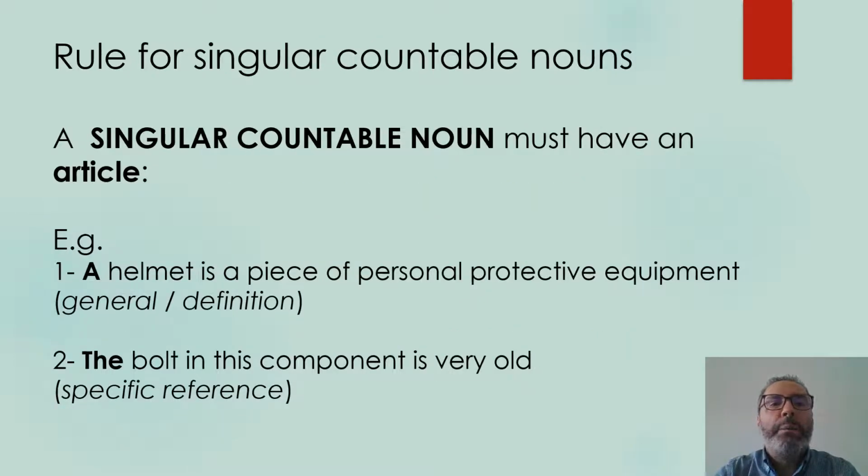Another important rule is that a singular countable noun in English must always have an article in front of it. It can be "a" if the reference is general, or we are given a definition: a helmet is a piece of personal protective equipment. Or "the" if there's a specific reference: the bolt in this component is very old.